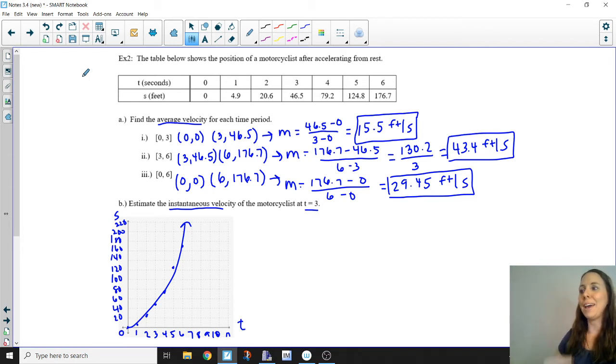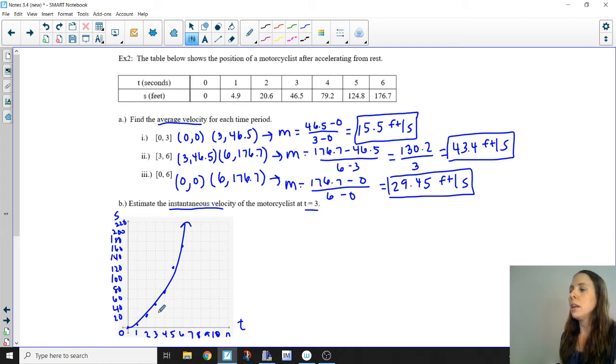All right, I'm back. You might need to pause if you need to get caught up. So I labeled my S-axis by 20s, and then I just decided while I was paused to go ahead and plot the points from the table and draw a curve of best fit through them, and that's what I got. Okay. Now the reason that might be helpful is because we need to do an estimate for the instantaneous velocity, or we could call it the instantaneous speed here, of the motorcyclist at time t equals 3, which is the equation of the tangent line.